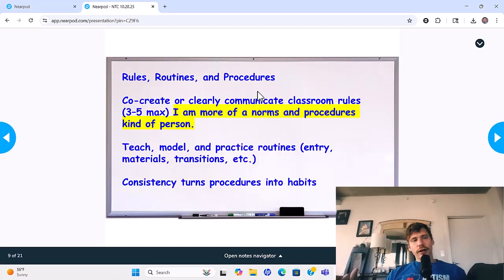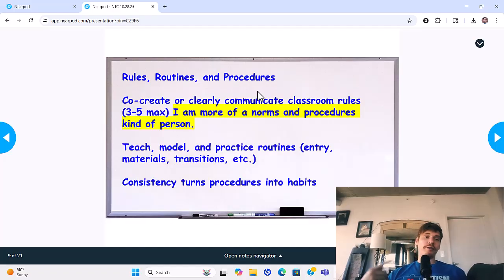So with routines, these are things like passing out materials, lining up, transitioning. Make sure that you're teaching, modeling, and practicing these routines. And with consistency, these turn into habits, and that is going to be extremely beneficial for you, right?